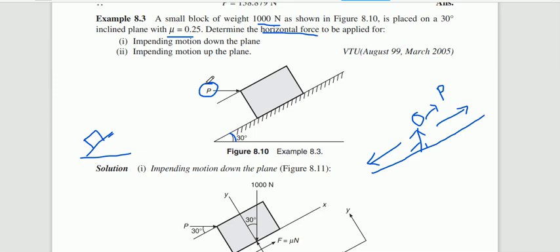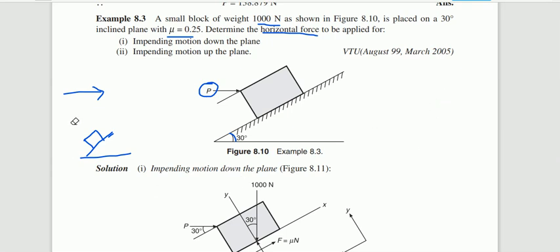So why is it horizontal? You can observe here. With respect to the natural x and y axes, this is horizontal, but with respect to our x and y axes, this will become inclined. So you just find out the value of P for both the conditions. Both conditions means impending motion up as well as down. Why is this condition required?